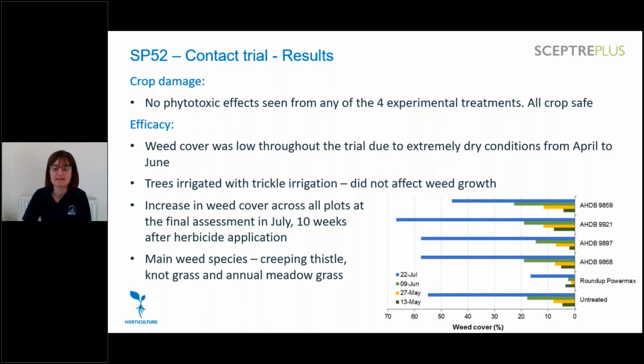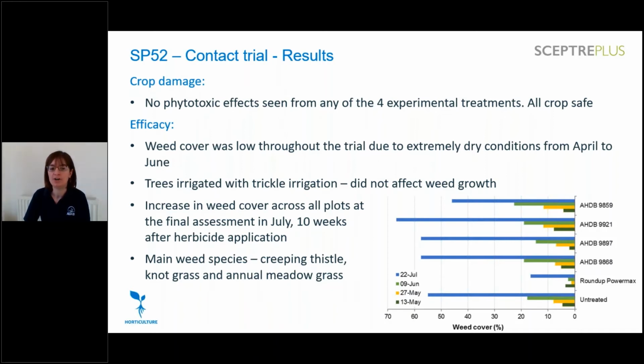Looking at the efficacy, now 2020 was an unusual year for many reasons, and one of those things being that it was extremely dry from around April to June, particularly in Kent. So naturally weed cover was low throughout the trial anyway. So that does have to be taken into consideration when you look at the efficacy of these products. The trees were irrigated, so we had trickle irrigation, but this didn't really appear to affect the weed growth, not within the trial, not within the commercial crop either.